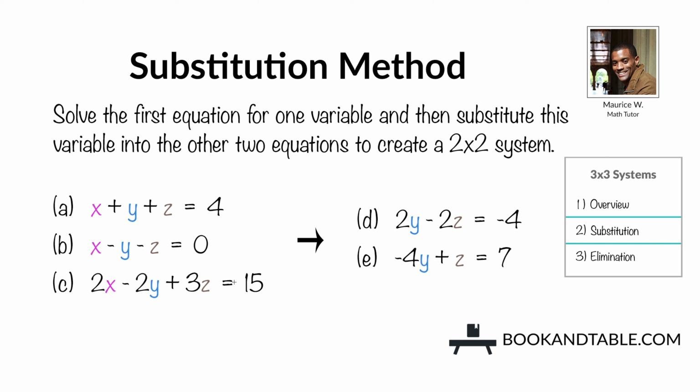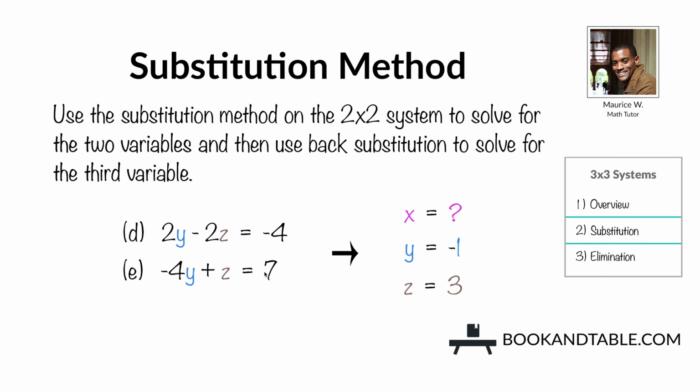And by doing so, we will wind up producing a 2x2 system, equations D and E, in which our x has been removed, and now we just have y and z. And now with this 2x2 system, we'll want to use the substitution method to solve for y and z, and then use back substitution to solve for the third variable x. So we'll take the three equations, eliminate x so that we get a 2x2 system. We'll use the substitution method for a 2x2 system to find y and z, and then we'll plug y and z into A, B, or C to find x.